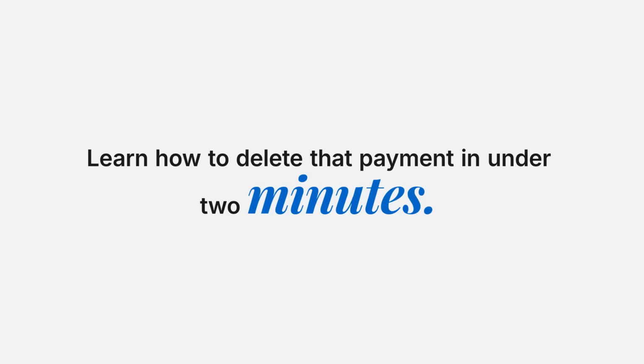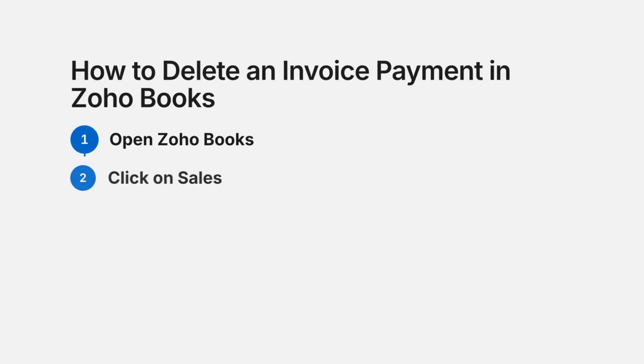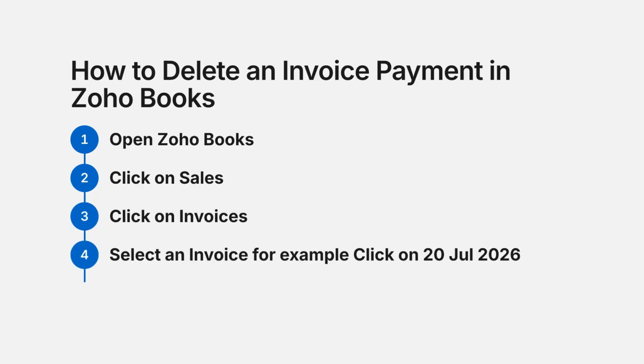Did you accidentally apply a payment to the wrong invoice in Zoho Books? Learn how to delete that payment in under 2 minutes. First, we'll locate the invoice with the wrong payment. Then, reveal the hidden payment history to delete it. Let's dive in.